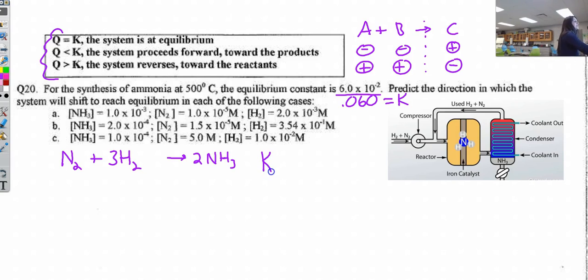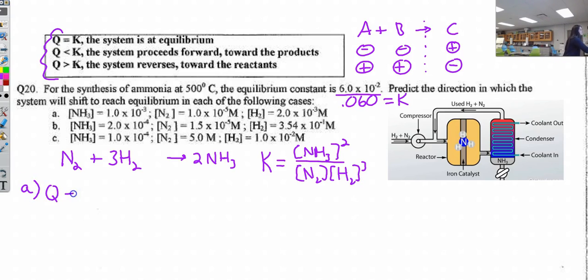So my expression is K, or Q, right, is equal to the concentration of NH3 squared, my product to the second power, divided by N2 to the first power, and H2 to the third power. Okay, so now what I need to do is figure out, these are random concentrations in A, B, and C. So let's do A down here, and I'm going to figure out what Q is, because these are not at equilibrium, so I need to actually work my calculations out.